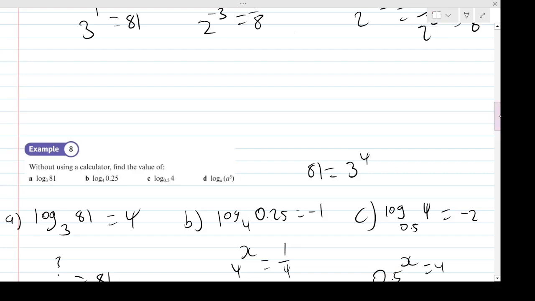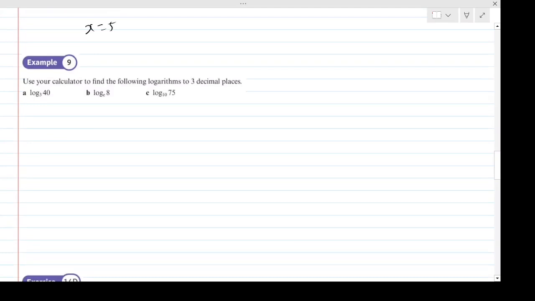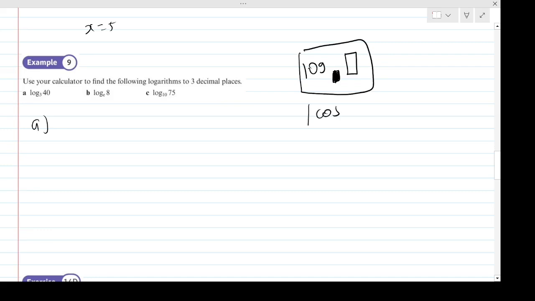Okay, now example 9. Use your calculator to find the following logarithms to 3 decimal places. So this is just testing if you can use the calculator. As I said, it's the log button above the cosine button. On the calculator, it looks like log with a small filled-in square and then a larger rectangular button. If you press it, it comes up with log, a small box, and then the bigger box.